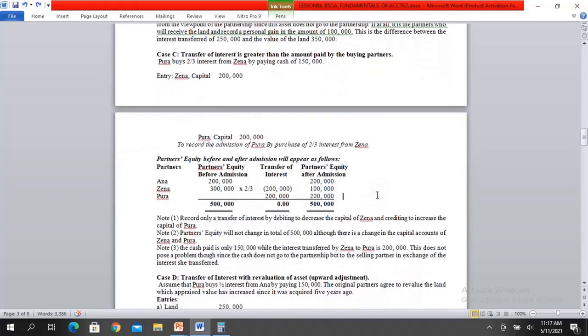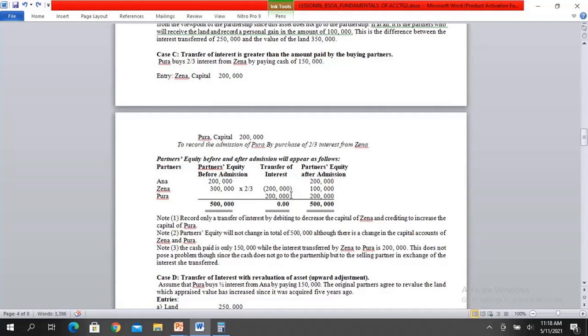Tingnan natin yung computation. Partners Ana, Zina, and Pura. So, partners equity before admission. Merong partners equity si Ana or capital account si Ana na 200,000. Ayan, si Zina is 300,000. So, out of this 300,000, 2/3 neto is binili ni Pura kay Zina. So, multiply natin sa 2/3 is 200,000. So, syempre, dahil binili ito ni Pura yung 200,000, ibibigay na natin kay Pura itong 200,000. Diba? So, ibabawas natin kay Zina yon. Bibigay natin kay Pura yon.